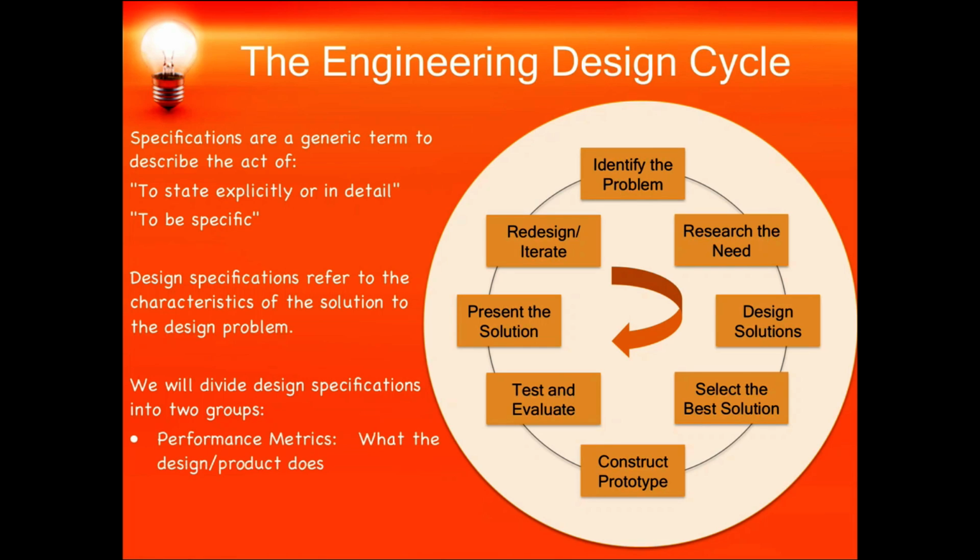The first are performance metrics. What does the design or product do, and how does it perform? What kind of accuracy does it offer? What kind of precision, dynamic range, response time, and so on. At the design phase, the specification should only list performance that is essential to the success of the design, and not venture into a wish list.